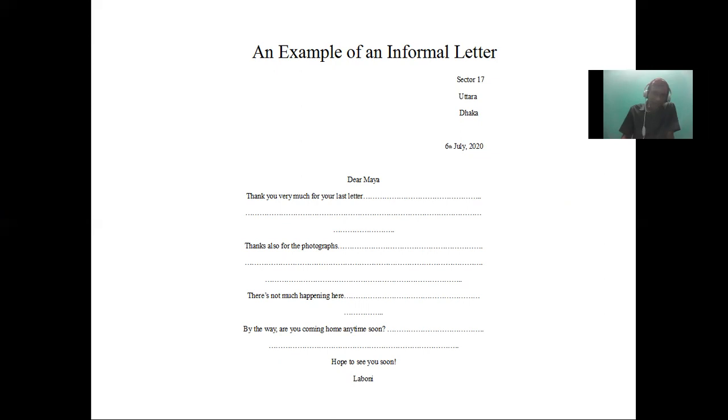Last of all, you have seen, hope to see you soon. You are expressing the hope that you will meet him soon. Then you finish it up with the name, Lavoni. Right. Okay.